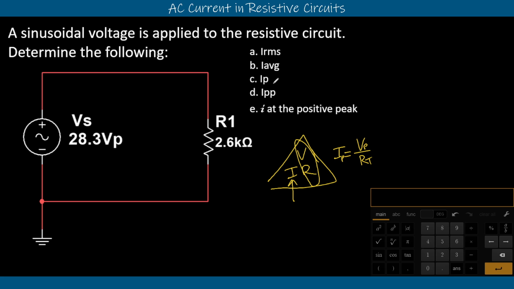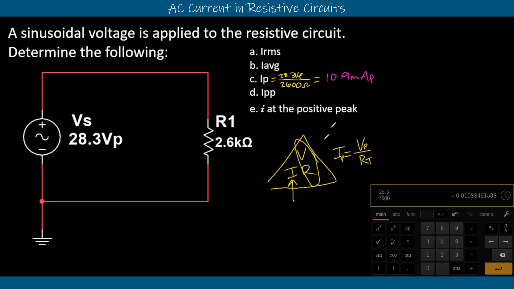So we can plug that in and say that our IP value is equal to 28.3 peak volts, VP, divided by our 2,600 ohm resistor. Watch out for the kilo ohms on these ones. Set that equal here and calculate it out. We have 28.3 divided by 2,600, and that gives us that milliamp value. We'll put that in as one of our final answers for our IP. Our IP equals 10.9 milliamps peak.